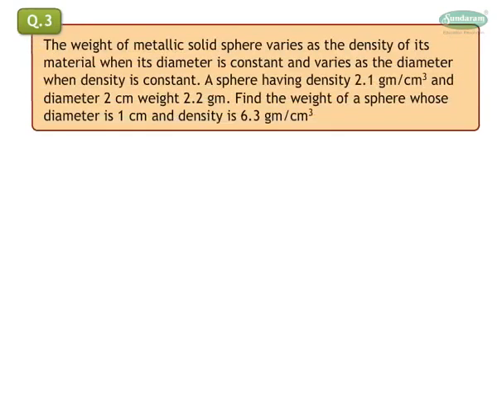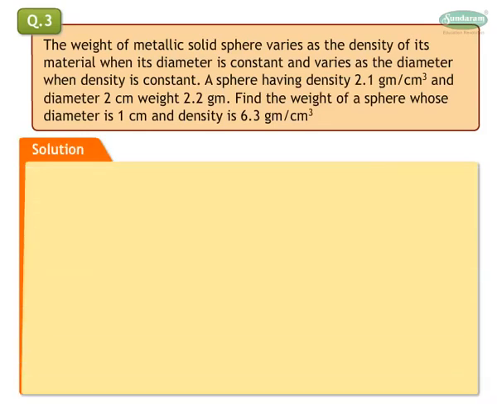Question 3. The weight of a metallic solid sphere varies as the density of its material when its diameter is constant and varies as the diameter when density is constant. A sphere having density 2.1 grams per centimeter cube and diameter 2 centimeters has weight 2.2 grams. Find the weight of a sphere whose diameter is 1 centimeter and density is 6.3 grams per centimeter cube. Solution. Step 1.